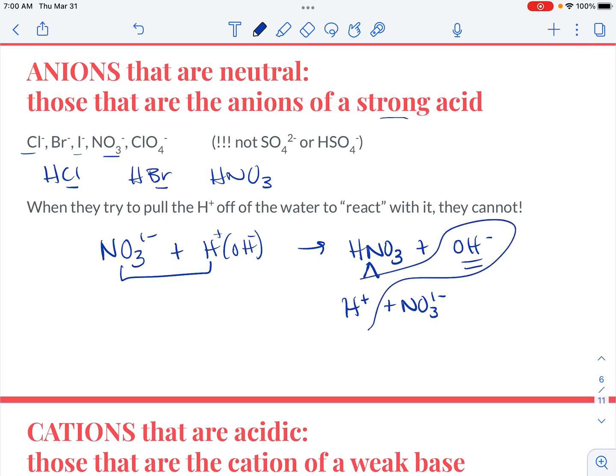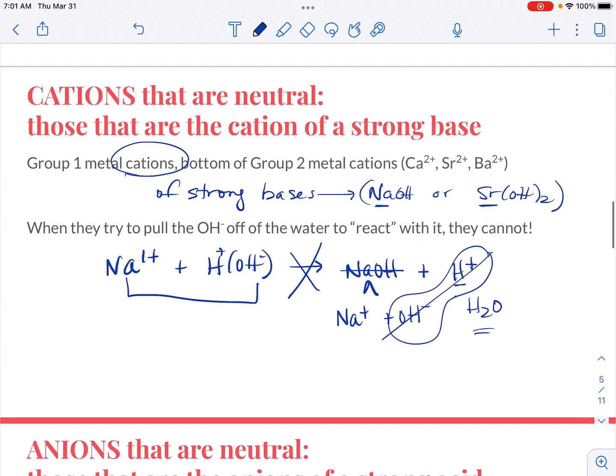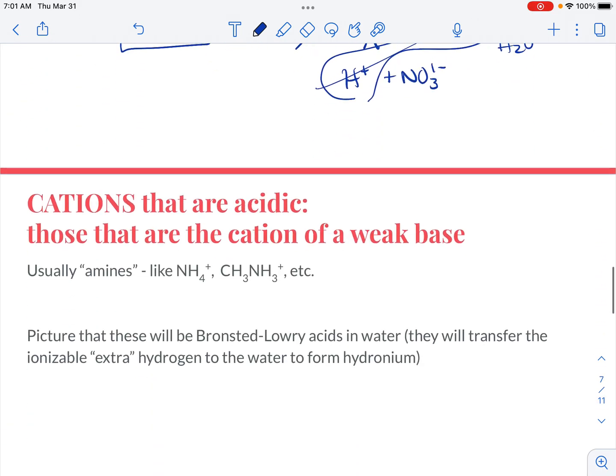And again, those H pluses and OH minuses are more likely to be water, leaving us with what we started with and no reaction. So again, these are going to create no change in pH. The only pH creator based on what's happening is our water, which is going to ionize equally into hydrogen and hydroxide. So the pH should remain neutral. So those are the neutral ions. Everybody else has an effect.